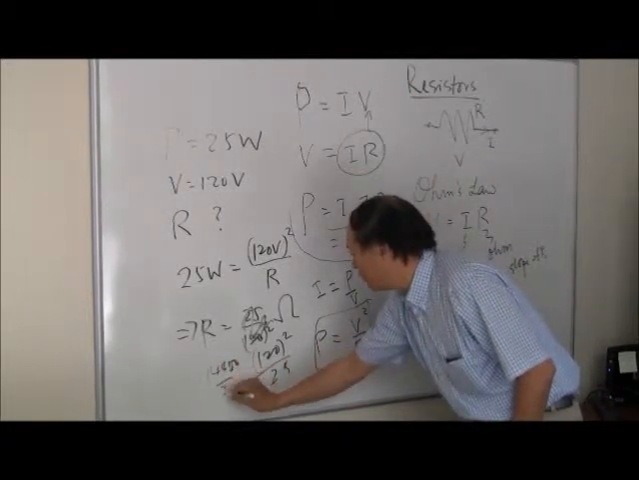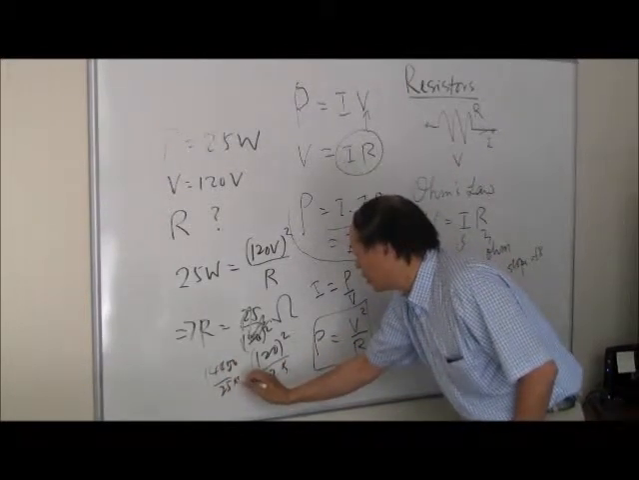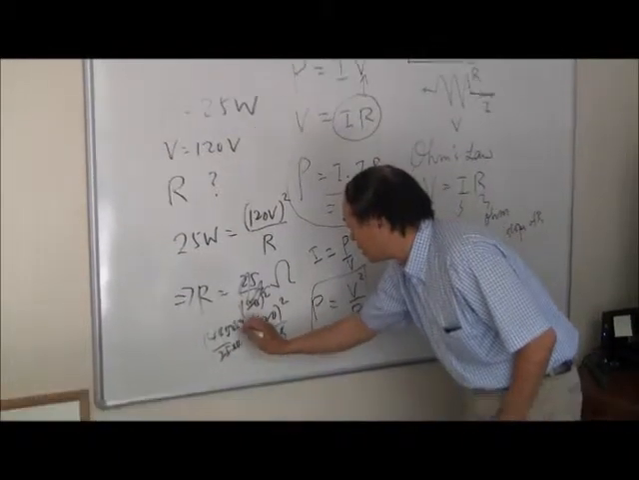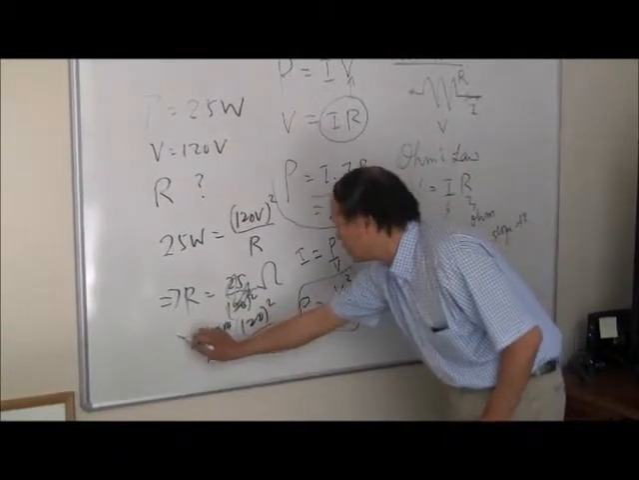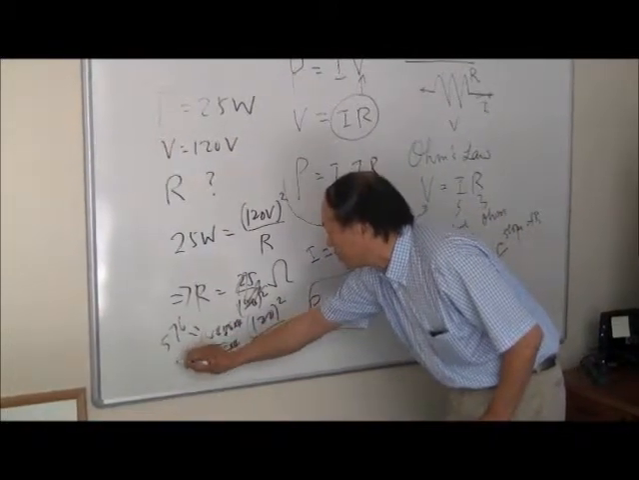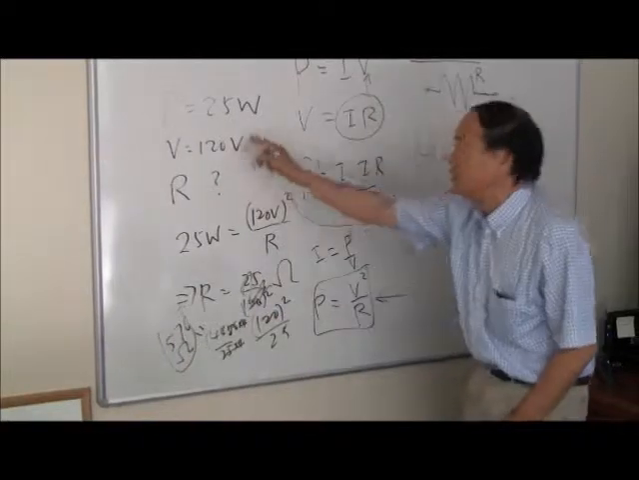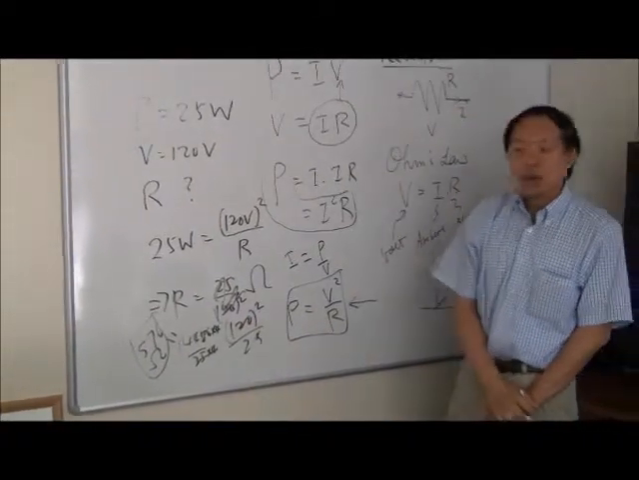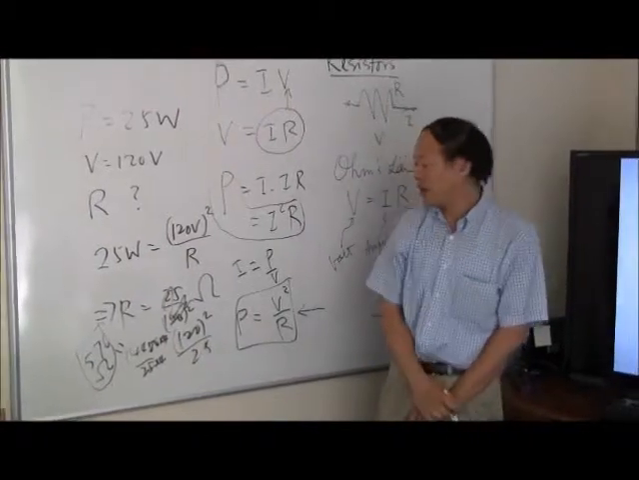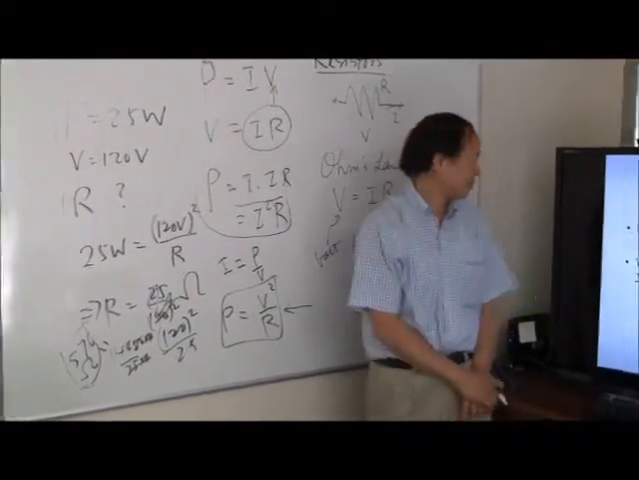So 120 squared is 14,400, divided by 25. If you multiply that by 4, that's 100, cancel out the 2 zeros, so that is equal to 576 ohms. That's the answer: the resistor has a resistance of 576 ohms.